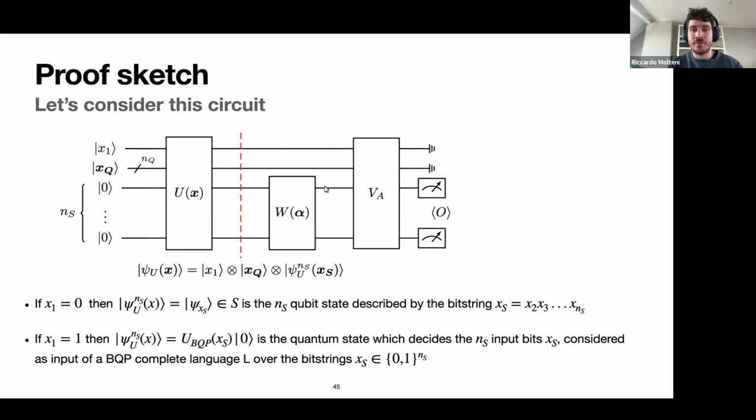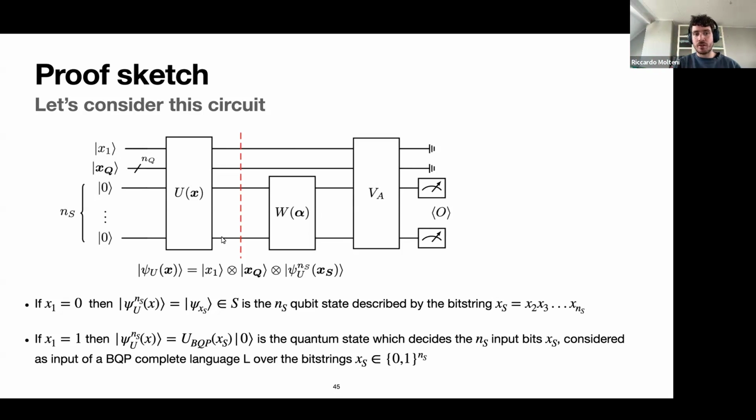But then if I measure these with an observable which is just the Z observable on the first qubit, I know that for all the bitstrings for which the first bit is 1, no classical algorithm can learn this function, right? For the same reason as before: it's a BQP-complete function, which is outside RP/Pauli.